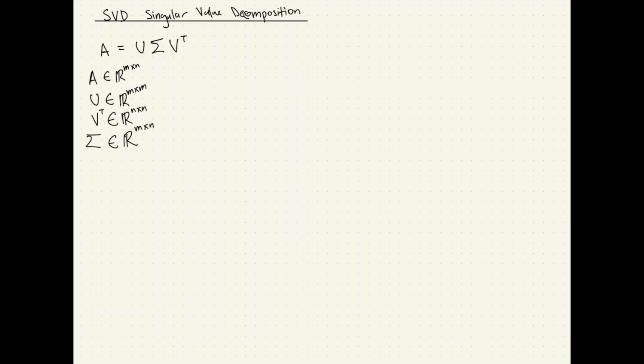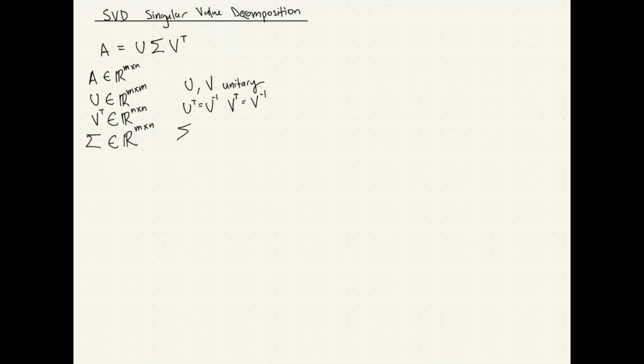Some little properties of these matrices, U and V, are what we call unitary. Unitary means that U transpose is equal to U inverse, and V transpose is equal to V inverse. This is a very cool property of the SVD. It will be used later to show some cool little proofs.